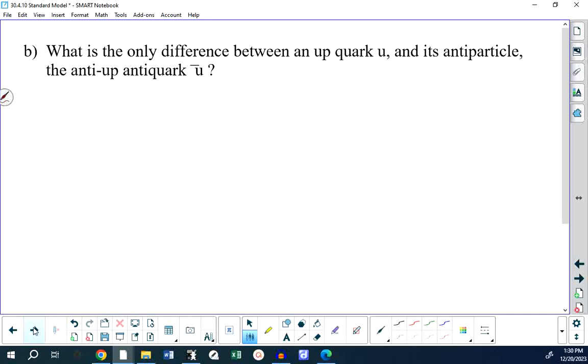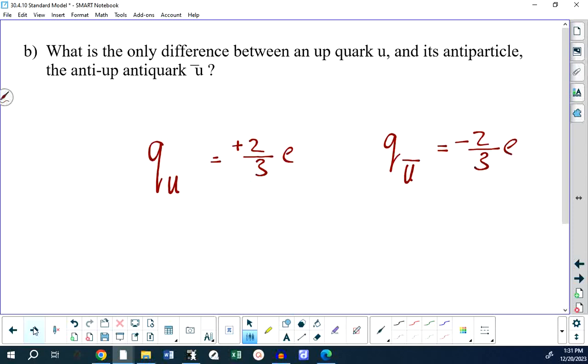What's the only difference between an up quark U and its antiparticle, the anti-up antiquark U with a bar over it? They're oppositely charged. I feel as though I don't need an example to explain that, but formally, the charge on an up quark is positive 2/3 elementary charges. Did I get that right, by the way? I'm pretty sure I did. Yeah. And the charge, that's Q for charge, not Q for quark. The charge on an anti-up antiquark is negative 2/3 elementary charges.